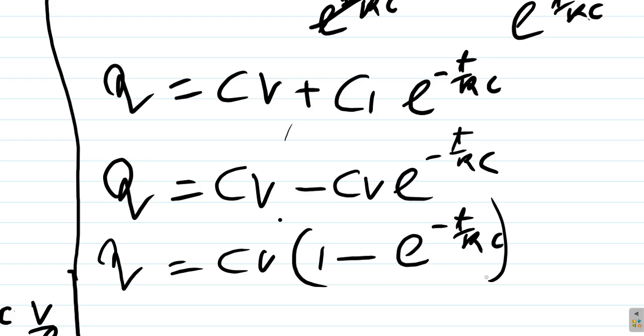But here we really had shown the equation involving the quantity and the rate of charge. So Q is equal to CV plus a constant times e to the negative t over RC.